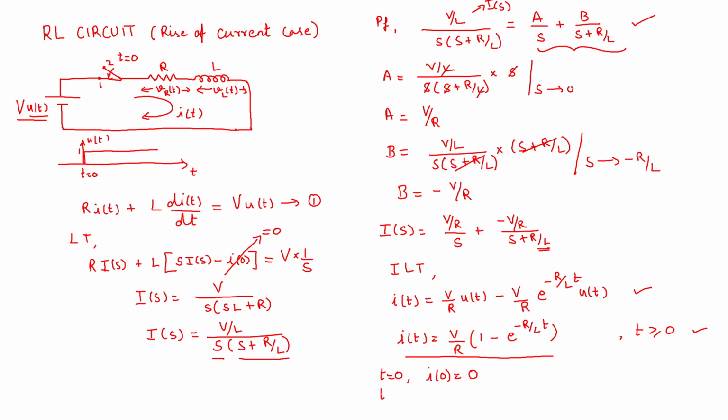At time t is equal to infinity, I of infinity, anything power minus infinity is 0. So 1 minus 0 is 1. So you get it as V by R. So the steady state is reached at time t is equal to infinity. The steady state current is given by V by R. Let me give the variable name for steady state current as capital I. So I is nothing but V by R, which is nothing but steady state current.